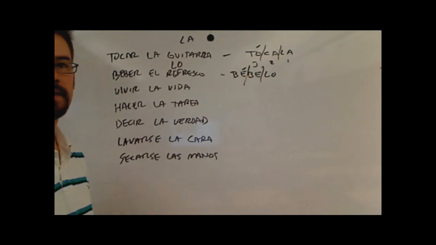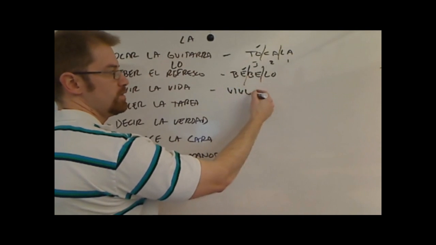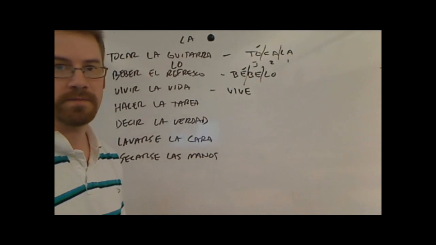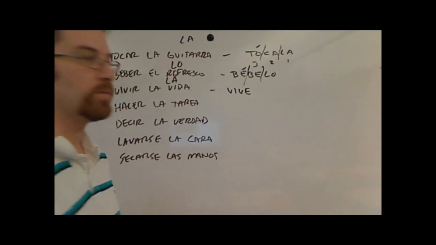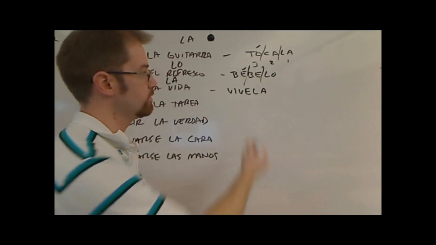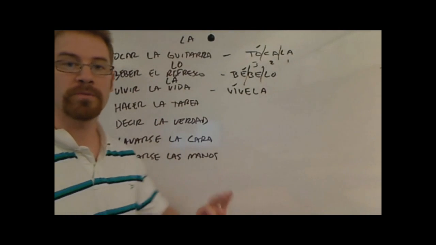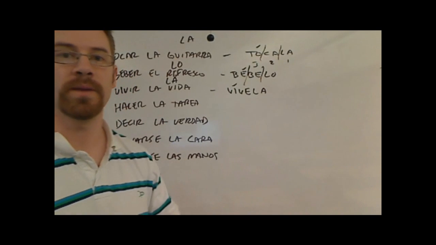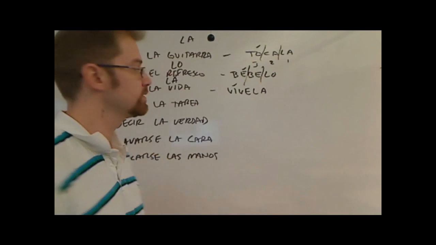Next one down, vivir la vida, so live life, live the life. Vivir, it's just like the he, she form in the present tense, the command would be vive. La vida can change to the pronoun la. Affirmative commands, you have to attach them right here. Vívela, accent mark over the I. Hacer la tarea. If you don't remember, I made a video about the affirmative tú commands. Hacer is one of the irregular ones.